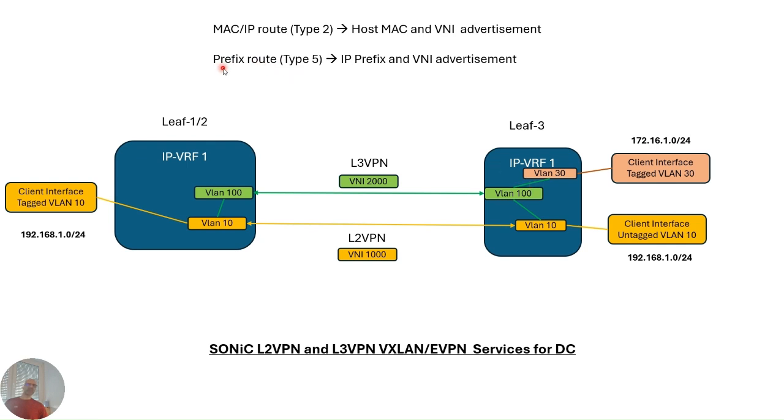The prefix route is a special BGP route within the layer 2 VPN EVPN sub-address family, also called type 5. It advertises the IP prefix and also maps the right VNI, which is VNI 2000 here.